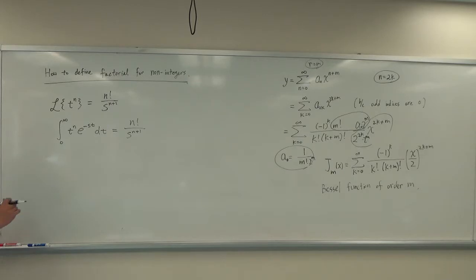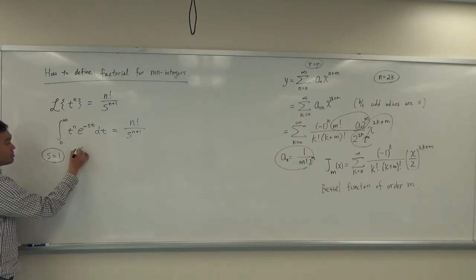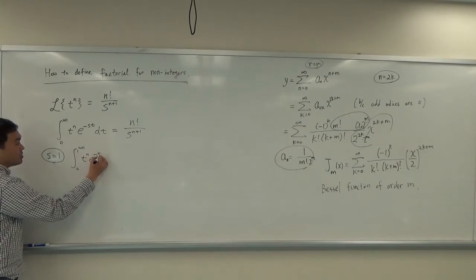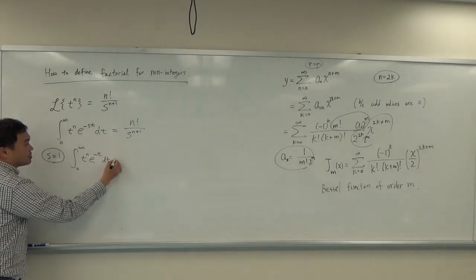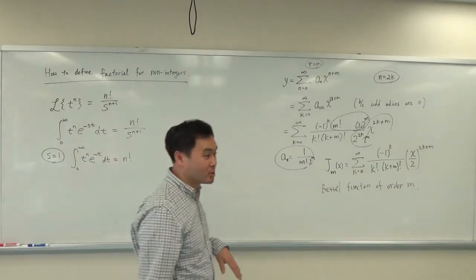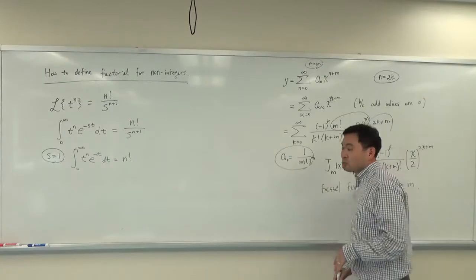So here's what you do. First, you plug in s equal to something. To get the n factorial only, what should s be equal to? 1. If you take s to 1, what do you get? You get the integral from 0 to infinity of t to the n e to the negative t dt equals n factorial. Okay? So we have this nice formula.